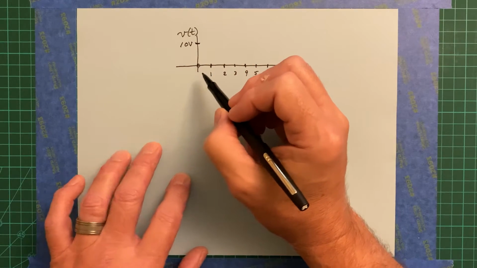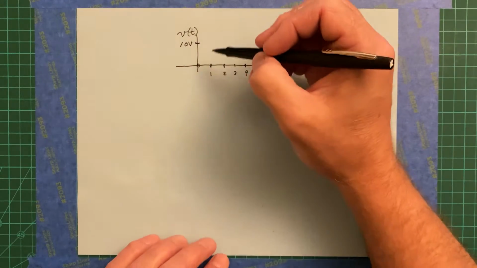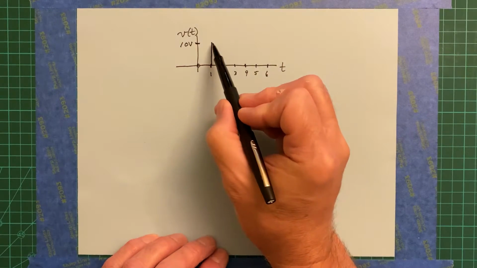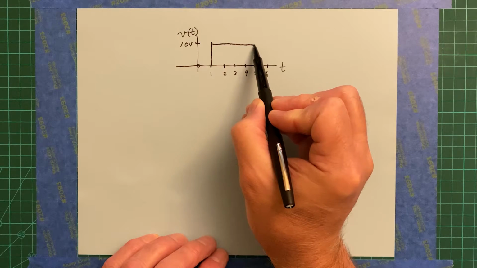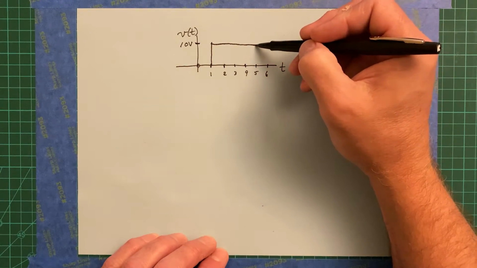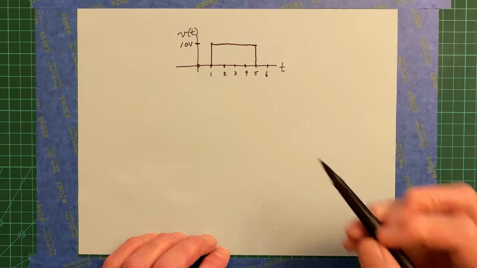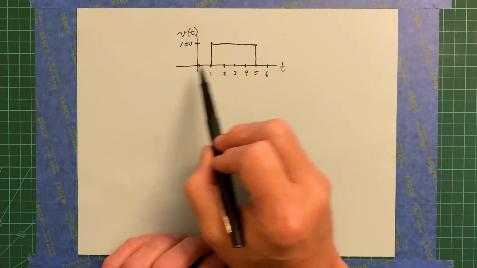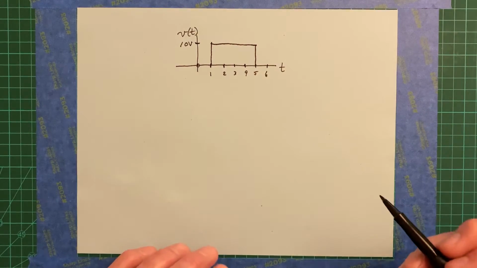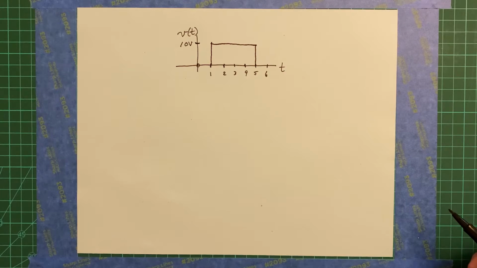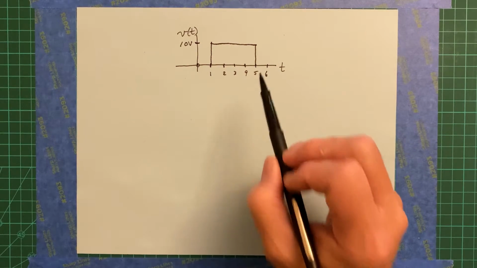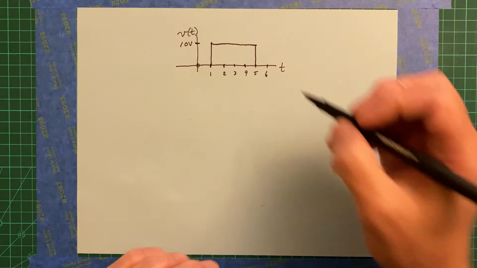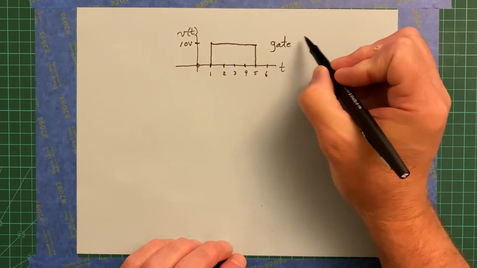And what I want is for my voltage to increase to 10 volts right there, stay at 10 volts until about t equal 5, and then go back down like that. Okay, so it's 0 outside of 1, so less than 1 and greater than 5, the voltage is 0, but between 1 and 5 units of time, the voltage is 10 volts. Okay, this is called a gate function.